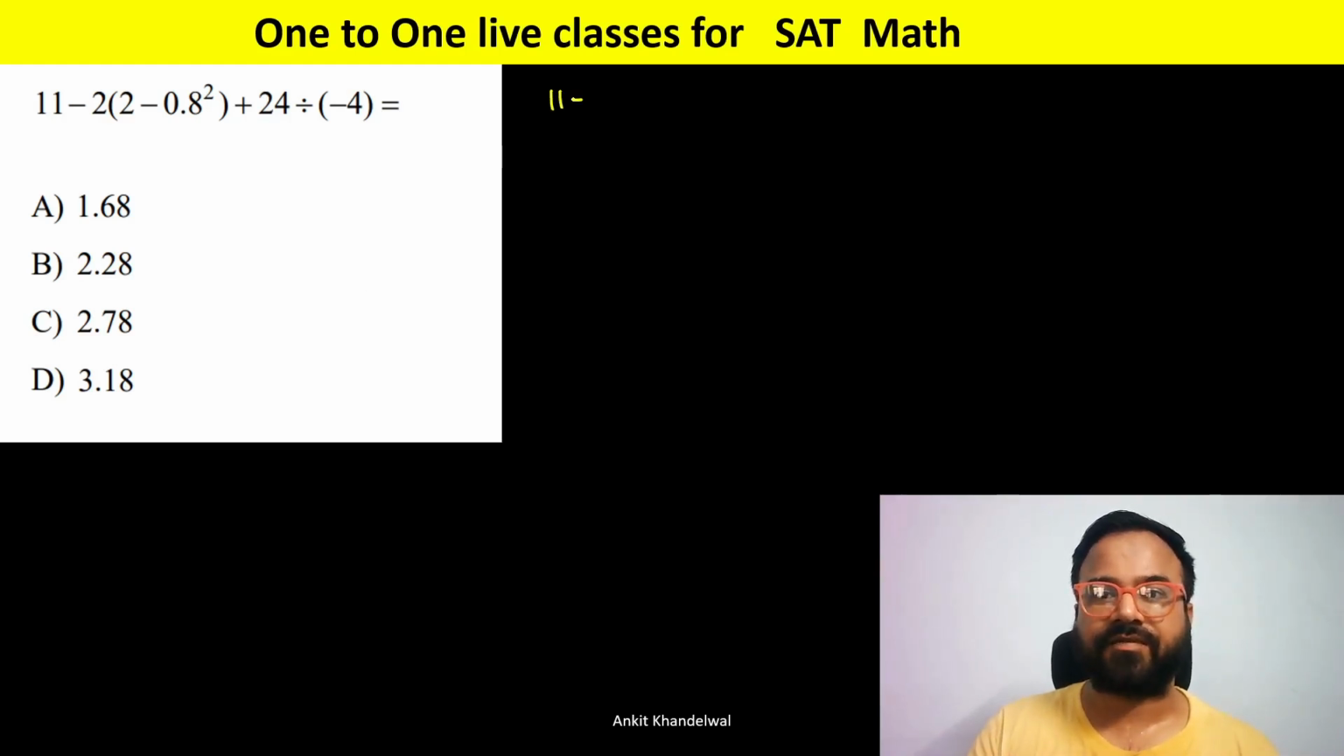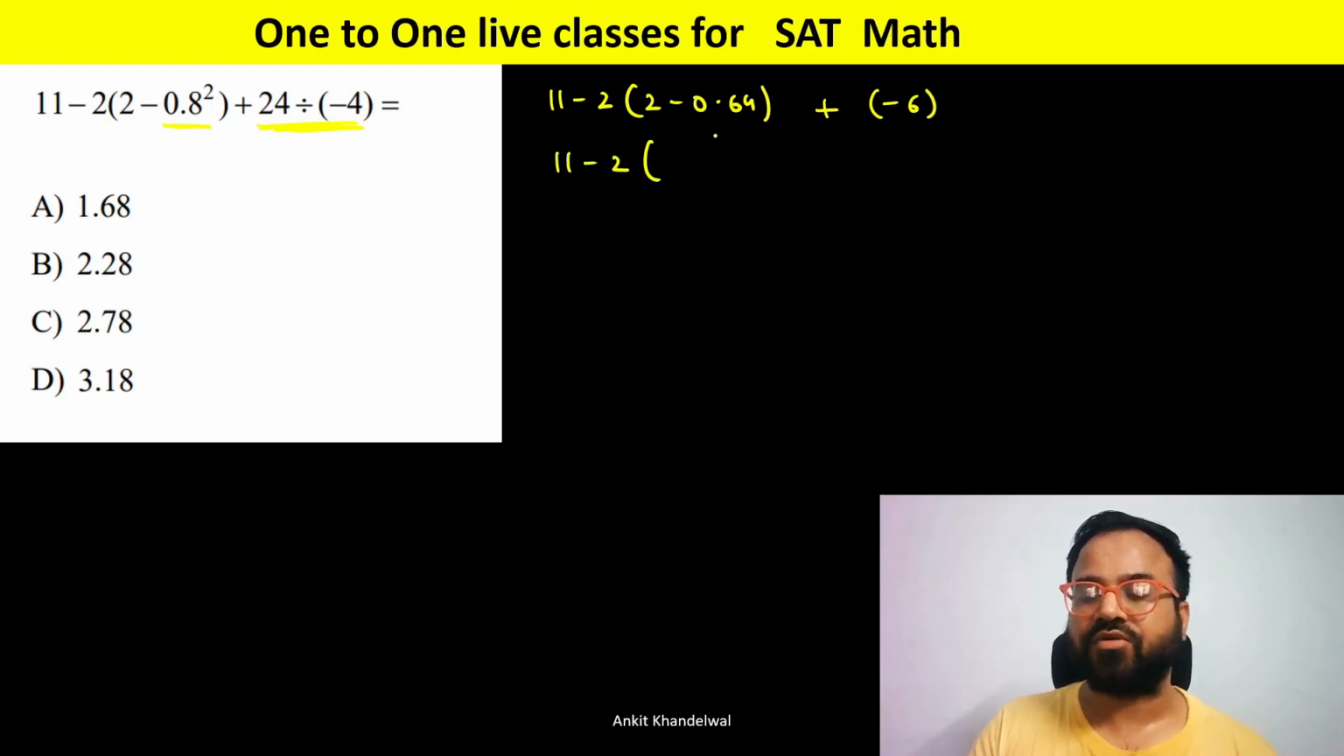So this is 11 minus 2. 0.8 whole square is 0.64. So 2 minus 0.64 plus 24 divided by minus 4. We can do the division first. 24 divided by minus 4 is minus 6. Now this is 11 minus 2 times, 2 minus 0.64, so it is 1.36 only. And this is minus 6.